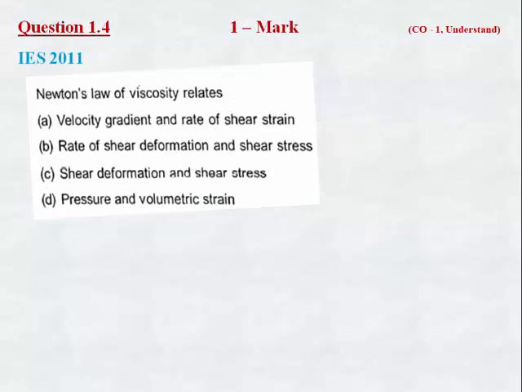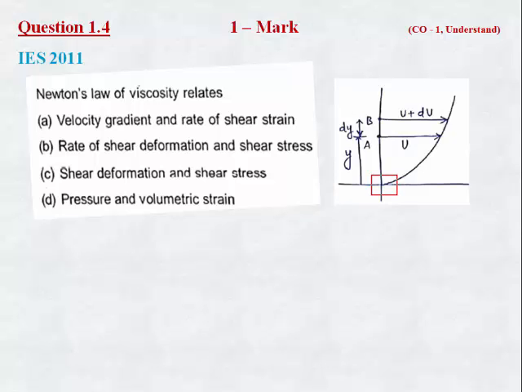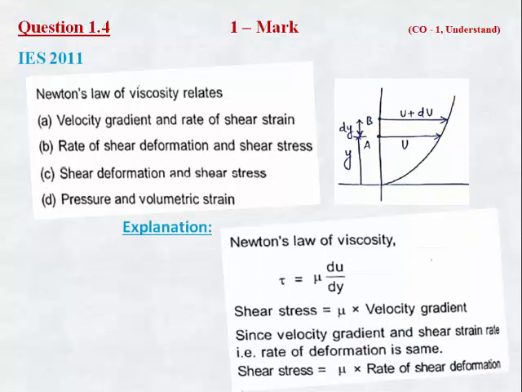Next question is 1.4. It contains 1 mark. It was asked in IES 2011. Newton law of viscosity relates. They have given 4 options. At the bottom the velocity is 0. At the top layer the velocity will be maximum. So we know the relationship tau equal to mu du by dy. That is Newton law of viscosity.